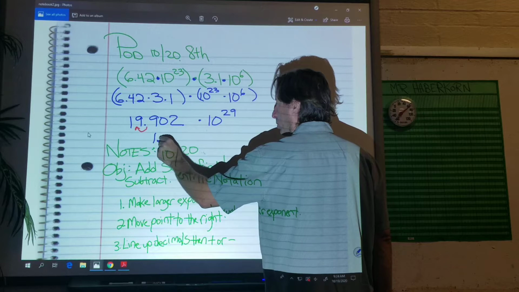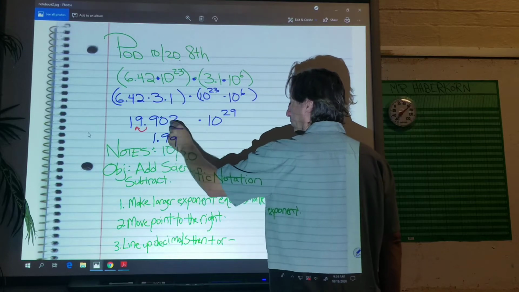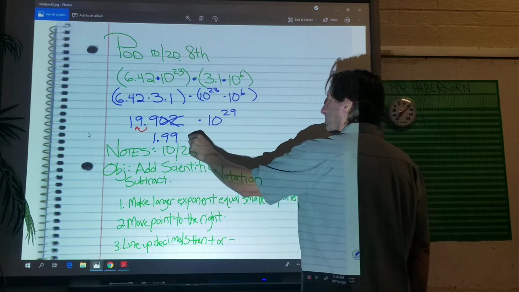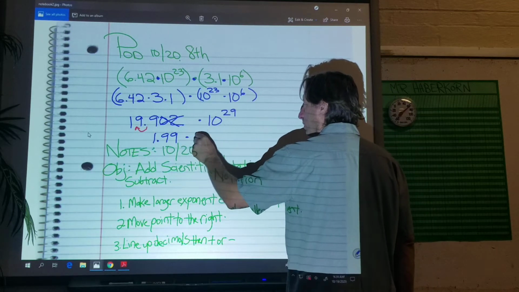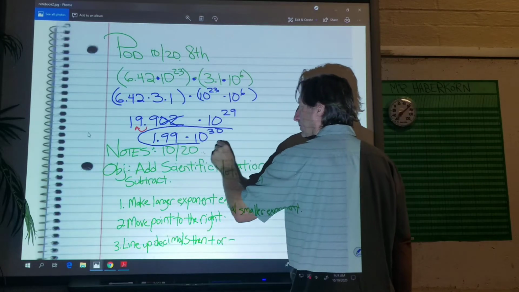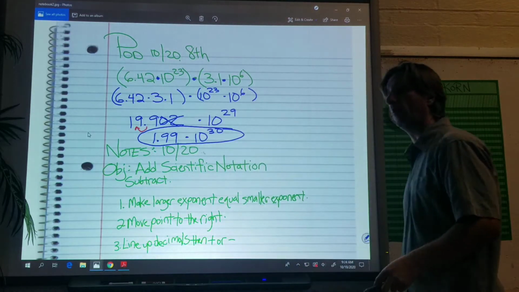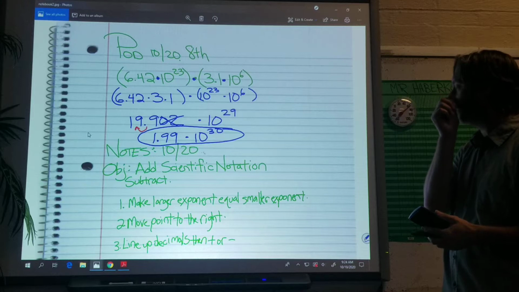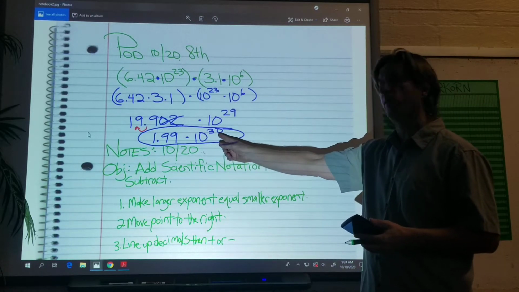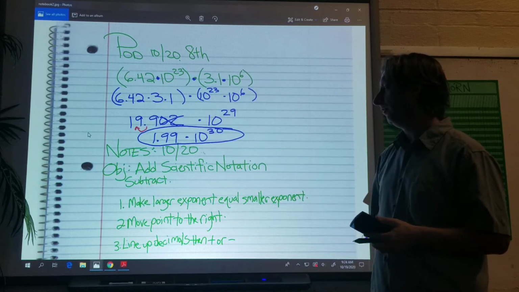So 1.99, I'm not going to write the last two numbers. I just like to do two decimal places. This gets bumped up to a 30 since we moved it over one. And there is our scientific notation. Now here's one where you could say why it's way easier to write in scientific notation. This number would be giant. It would be 199 with 28 zeros after it. So that'd be a big number.